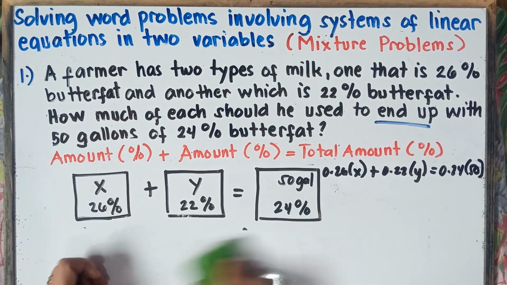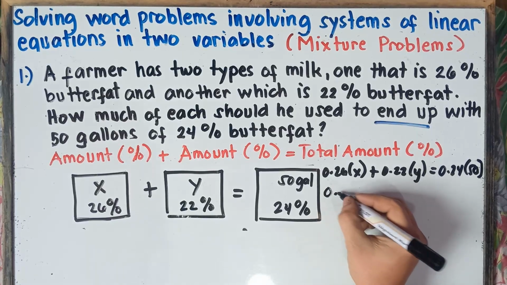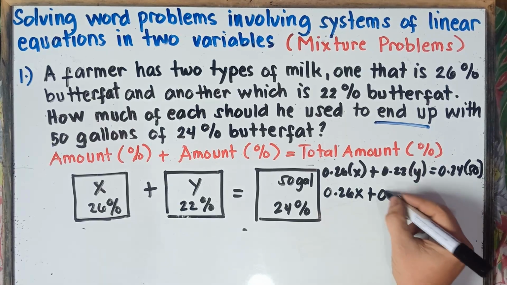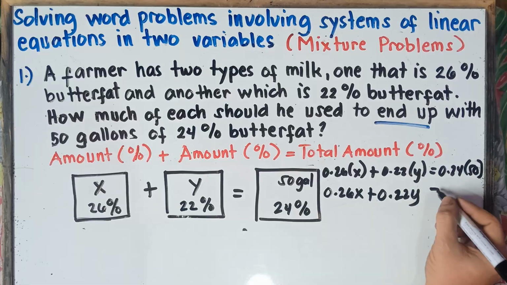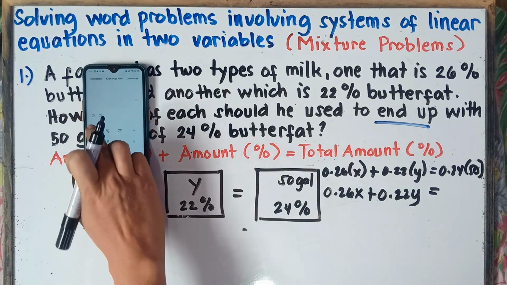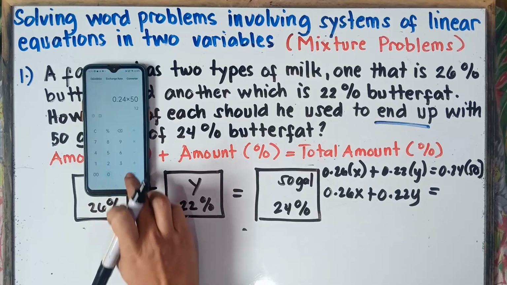Alright, and then simply multiply. 0.26 times X would be 0.26X. Plus 0.22 times Y would be 0.22Y. Is equal to, so multiply that one, 0.24 times 50. Yep, that would be 12.